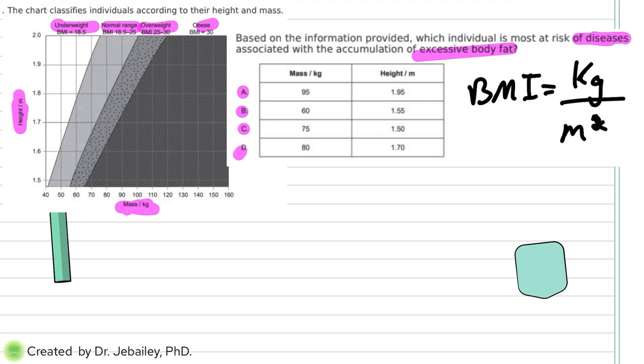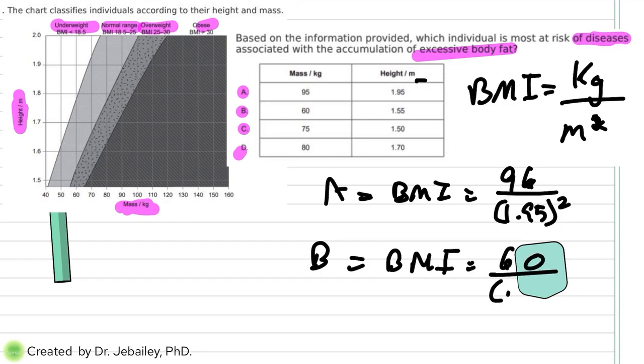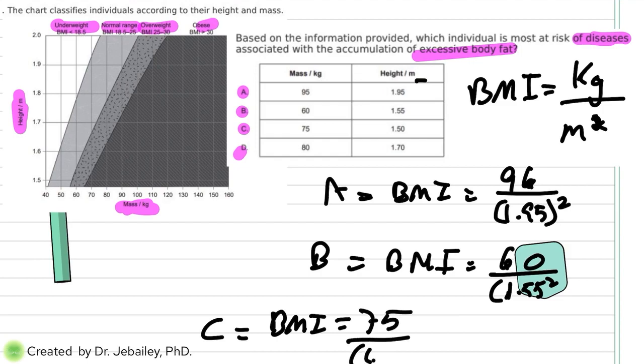That means their height. So what do I have to do? Well, for each one of them, I will have to do the BMI. For A, it's 96 divided by 1.95 squared. And again, the good news is this is already in meters, so you don't have to convert. For B, I will have to do the BMI: 60 divided by 1.55 squared. For C, the BMI is 75 divided by 1.50 squared. And the last one, the BMI is 80 divided by 1.75 squared.